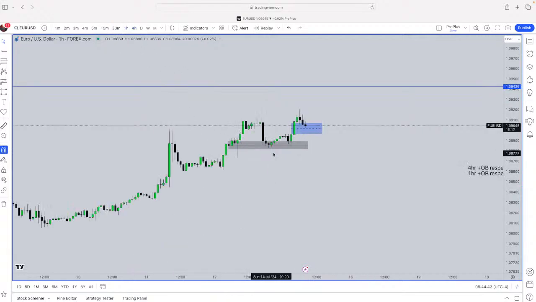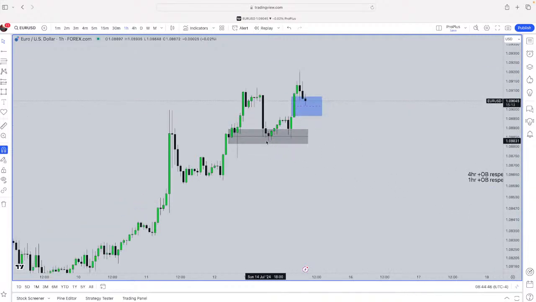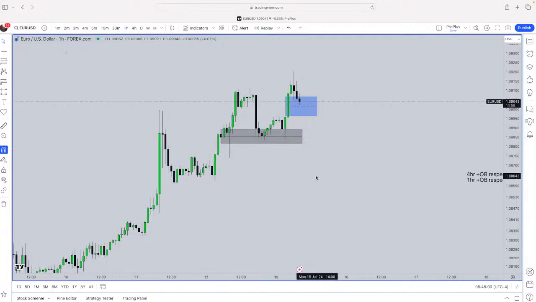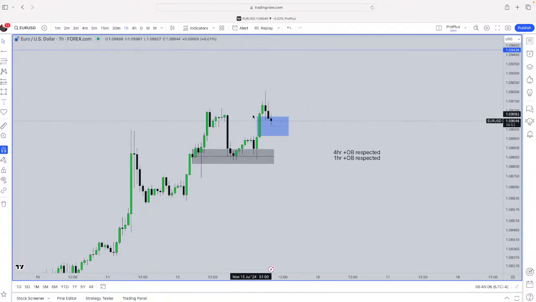hourly order block here. No sell side's been taken. That'd have been nice if this got taken here. We're looking at this wick. That hasn't been respected either. So this wick here hasn't been respected. That's all I see so far. So there's nothing else to let me know that I want to go long here. If that gets respected, then that'd be nice.